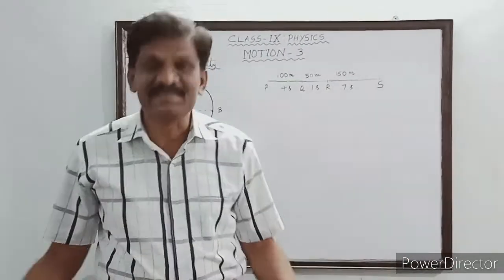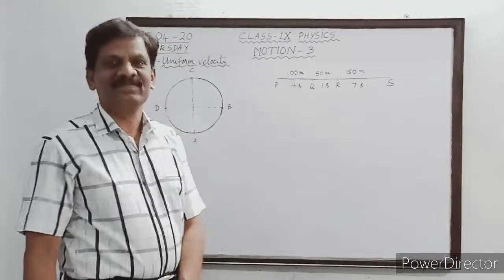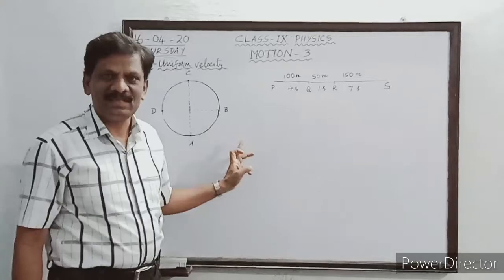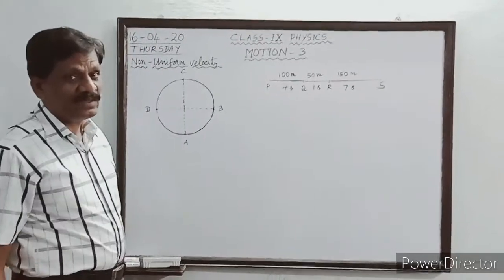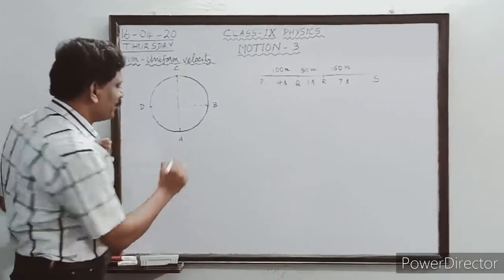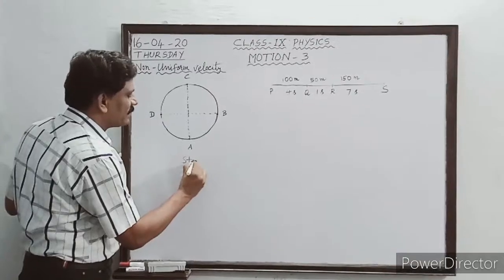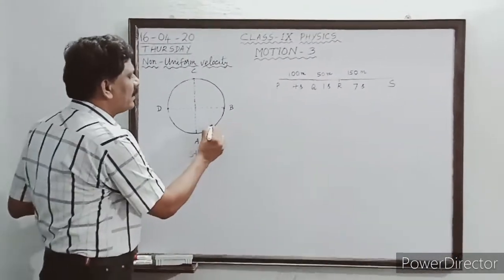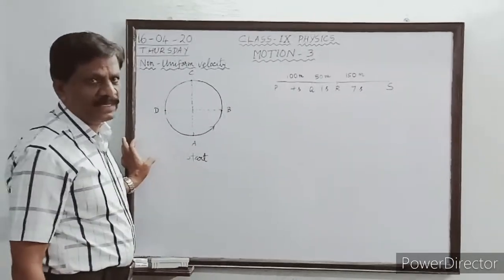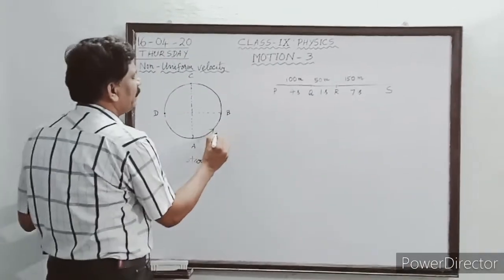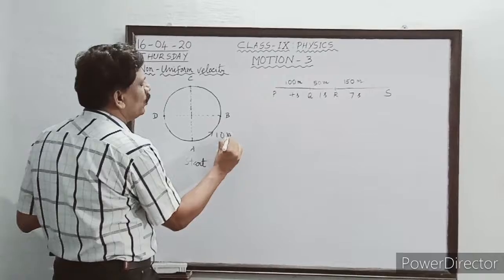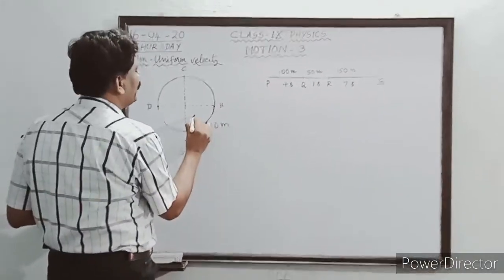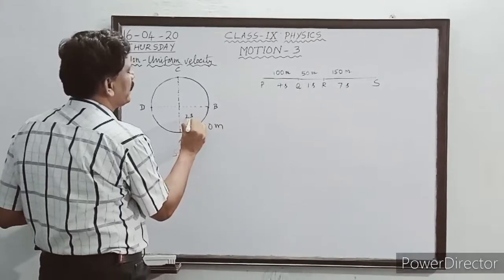Let us see another example for non-uniform motion. You look at the board. This is a circular path. A body is going to move from the starting point A. So A is the starting point. It moves towards B along a curved path. And let us say, for example, A to B, the curved distance is 10 meter, and the time taken is 2 seconds.